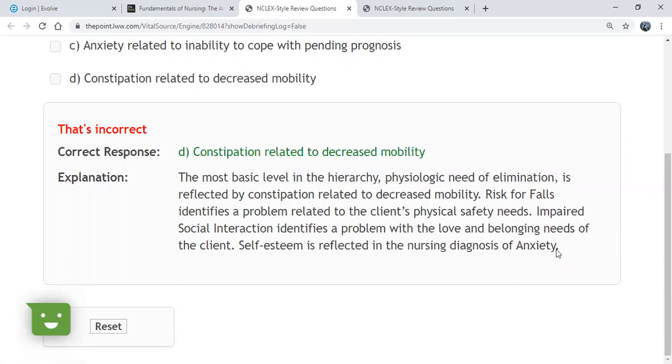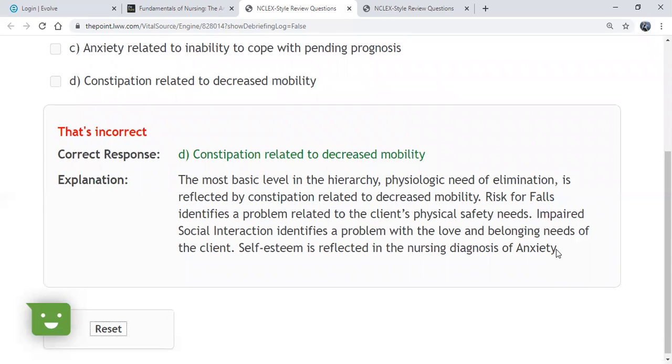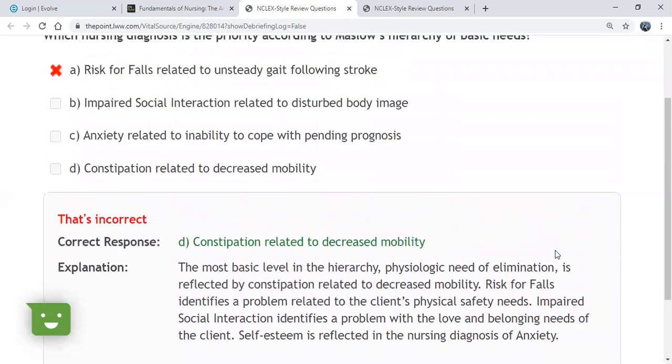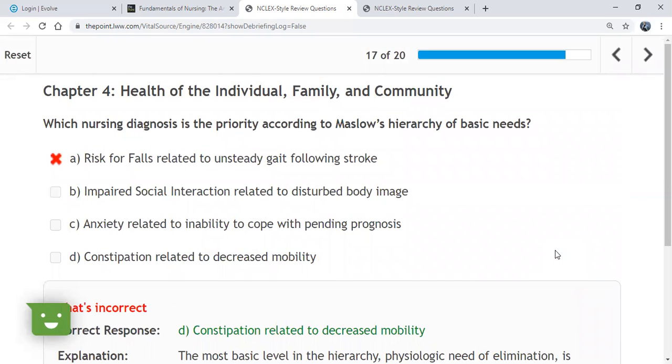It is. But this is how I want you to see how it can trick you up. See, D was a real problem, not a potential, and it's a physiological need. It's elimination, right? And it didn't say that the person in A actually fell. It just said they were at risk of falling. So it's asking you about the most basic need here.